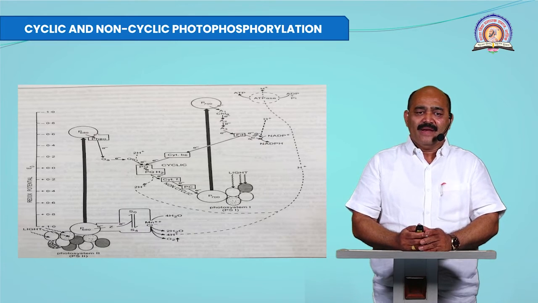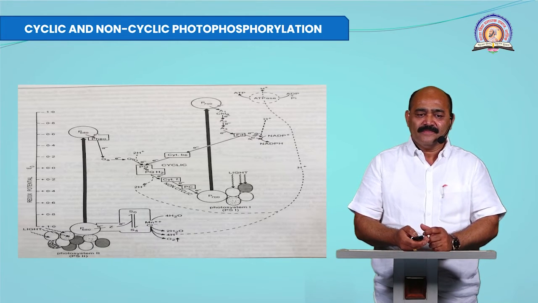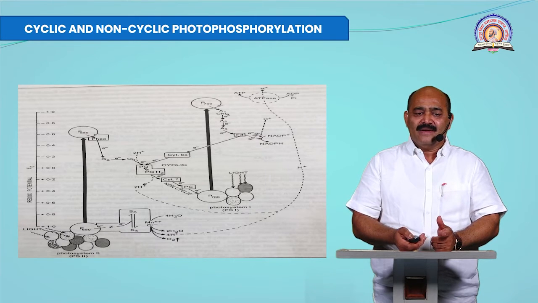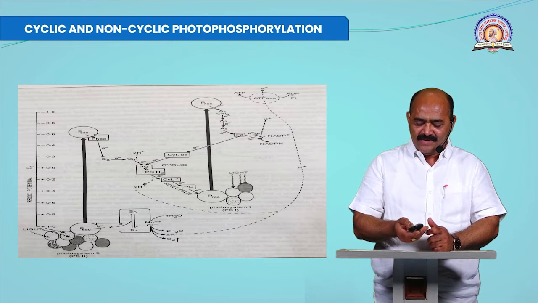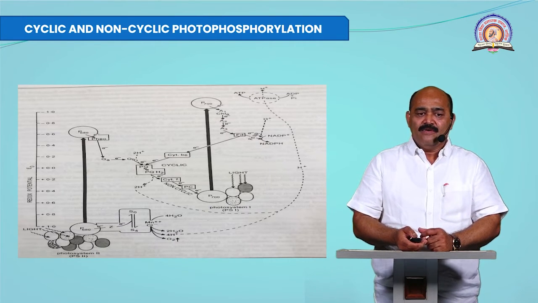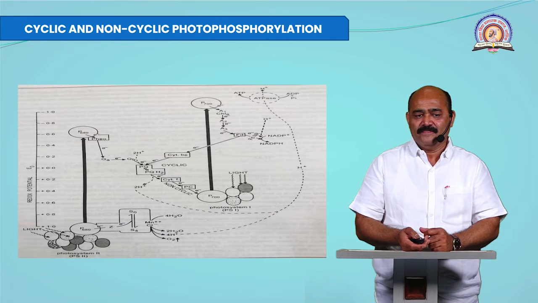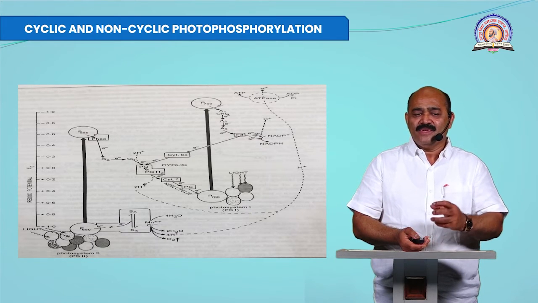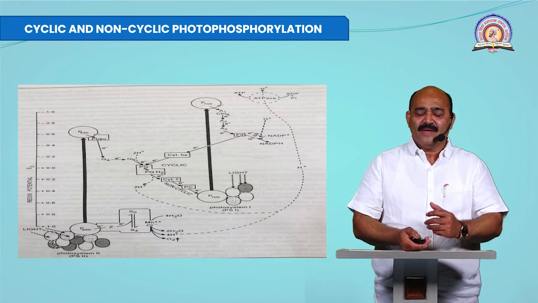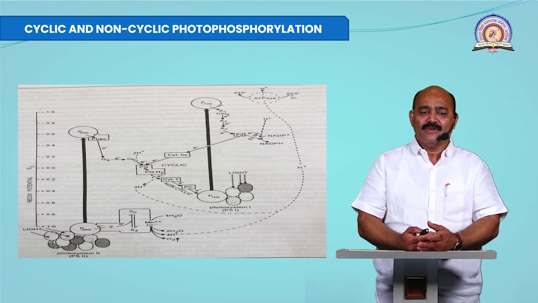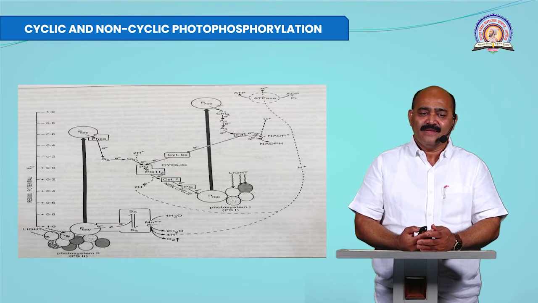Now, in non-cyclic photophosphorylation, what happens? It contains photosystem first and photosystem second, both present. Photosystem second absorbs 680 nanometer of light. After absorption of light by the antenna complex, the absorbed light is transferred towards the core complex. The core complex takes this radiant energy and sends it towards the reaction center.